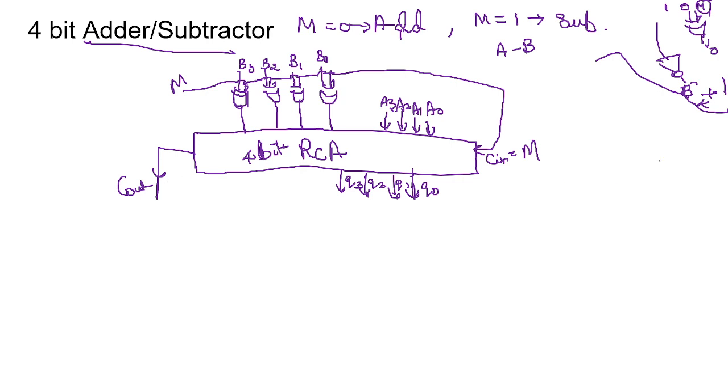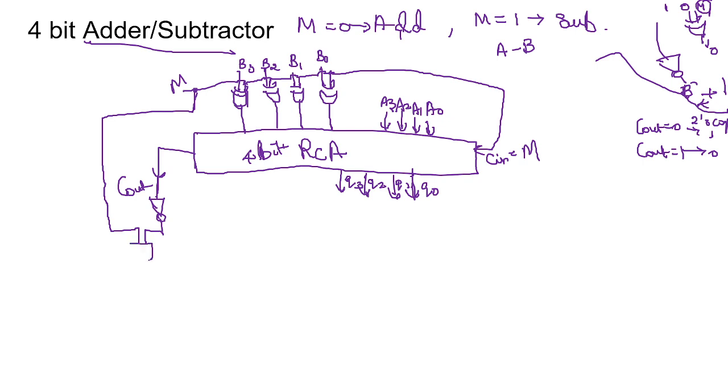Positive, ma'am. When C out is 0 and C out is 1, so when do I need to take the 2's complement, when C out is 0 or when C out is 1? C out is 0, 2's complement. Yes. I need it when C out is 0 and I am performing subtraction. When I am performing addition, if I have a carry, that is an overflow carry. But when I am performing subtraction, then that will indicate that I have a result which is negative and I need to take the 2's complement again.